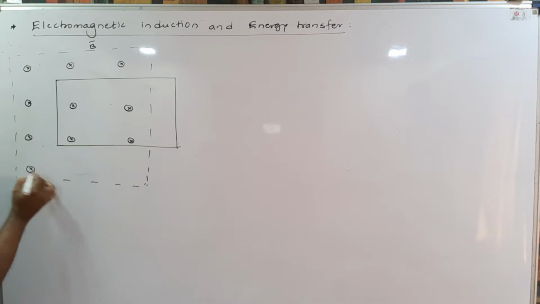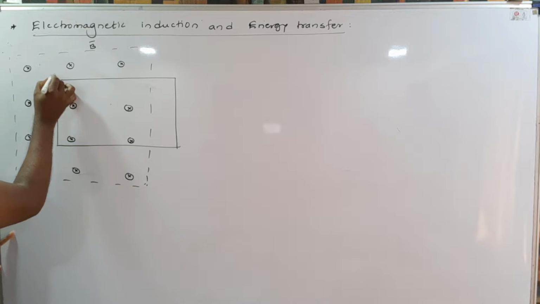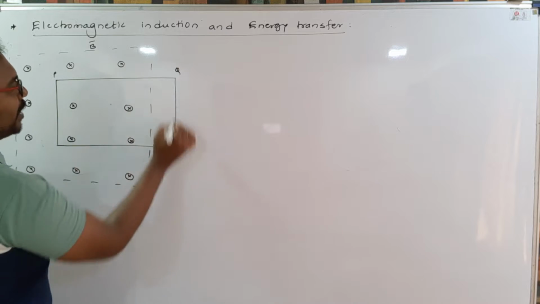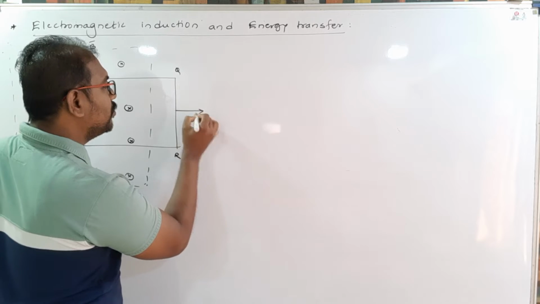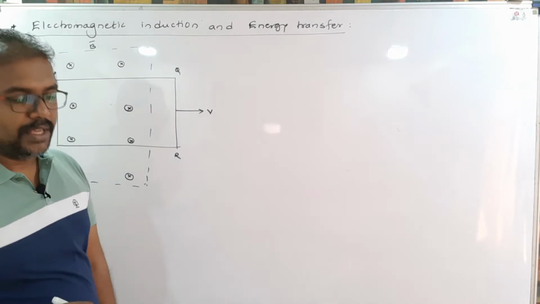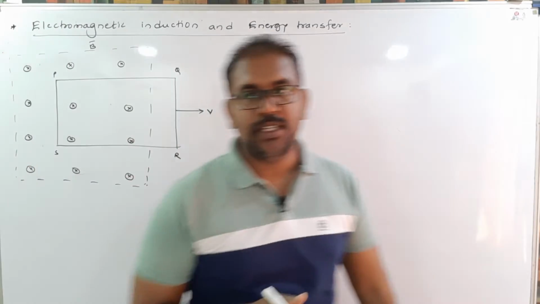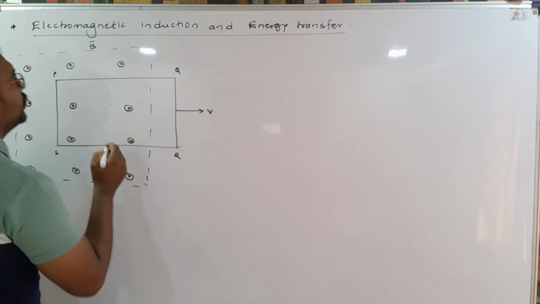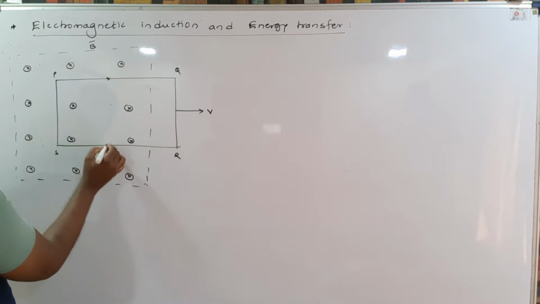Now we have to consider this loop. Let me give the name PQRS, or ABCD; any name you can give. When we pull this loop with velocity V in this direction, the magnetic flux associated with this loop changes, an EMF is induced and a current is induced. Let me consider the current is induced in this loop in the clockwise direction. So I can show the current here.